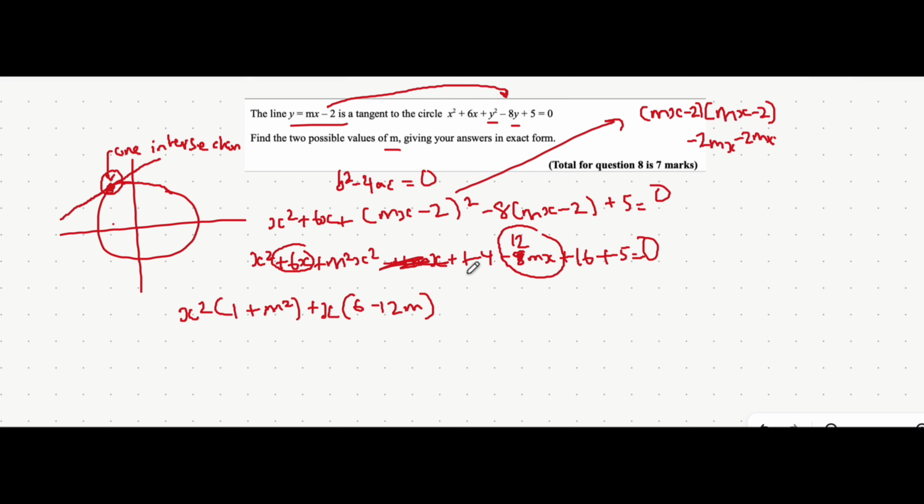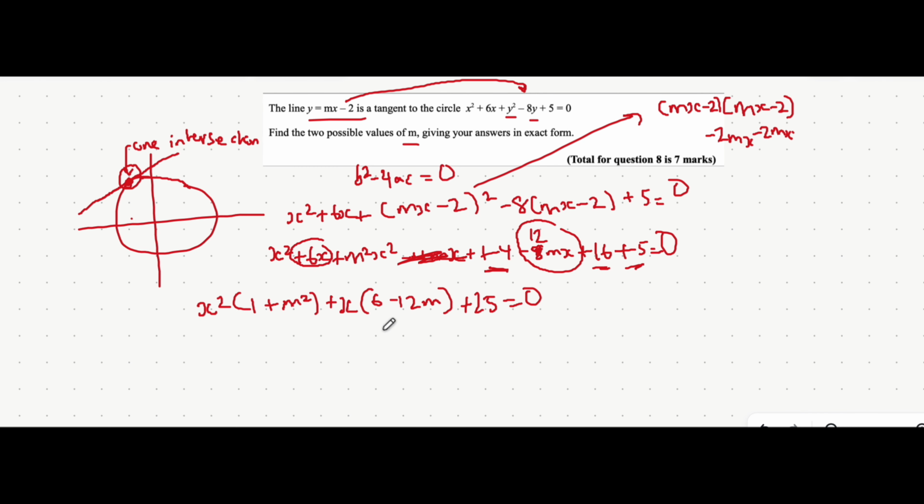Let's now look at all the constants involved. So there's a 4 here, and there's a 16 and a 5. You can add all three of those numbers together to get you 25. And that's all equal to 0. Now, what did I say before? I said that the discriminant is actually equal to 0 because there's one root to this quadratic.